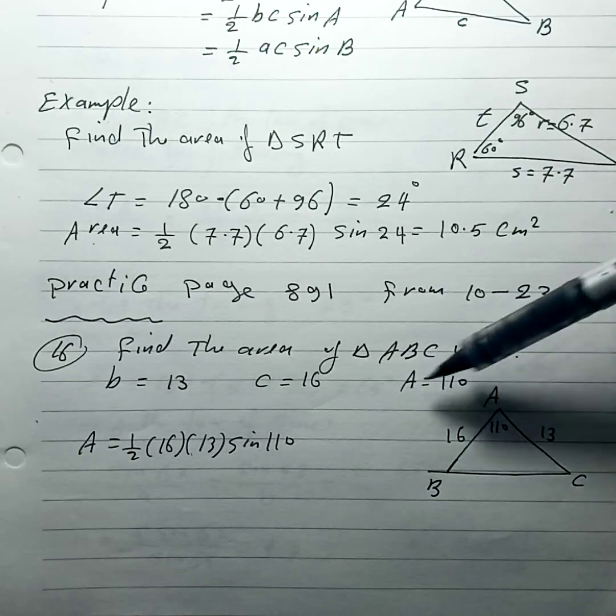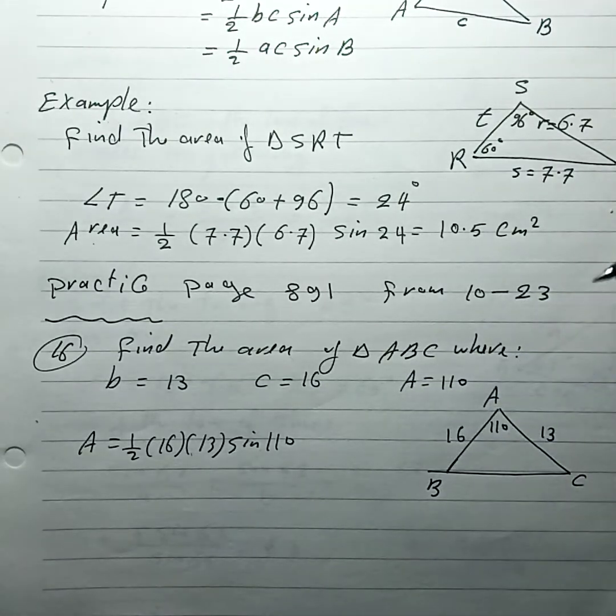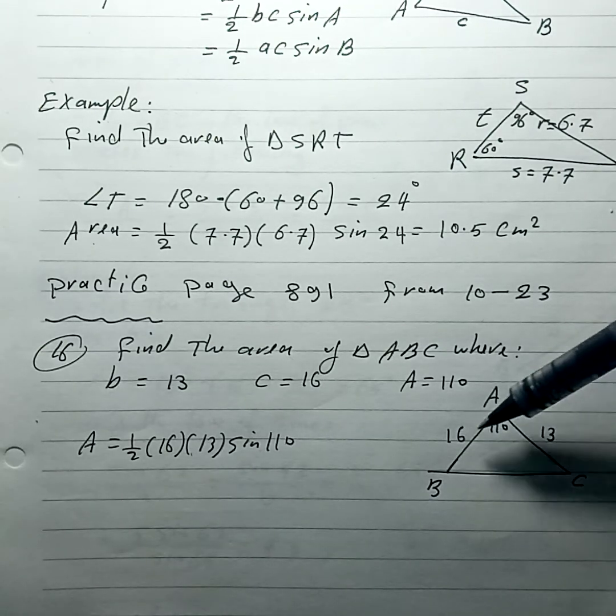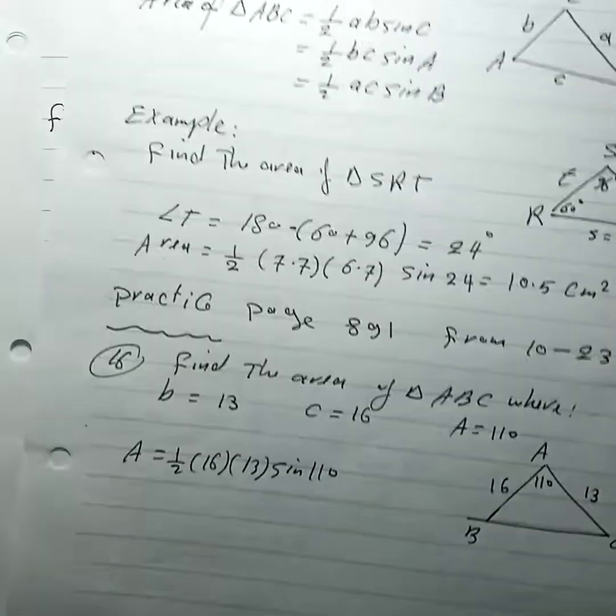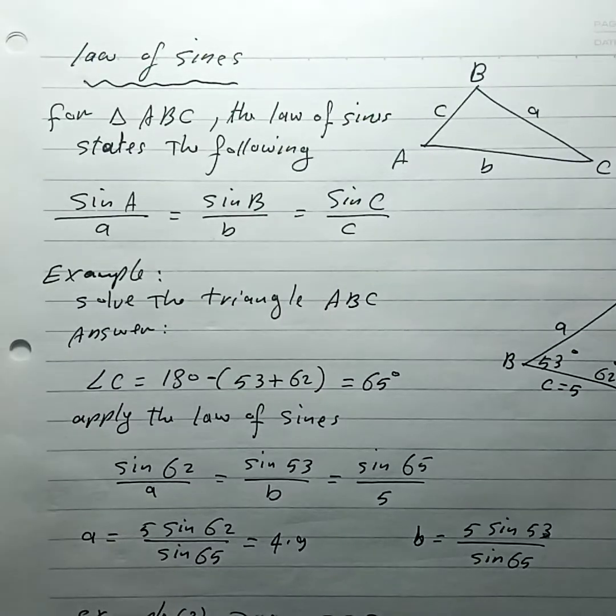First we have to draw this triangle and put the given information on the sides and the angles, and then figure out: do we have two sides and the included angle? Yes, we have it, so I can get the area. Now it's half times 16 times 13 times sine 110. Piece of cake, easy. This is the first part of the lesson.